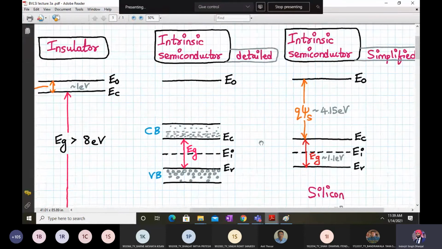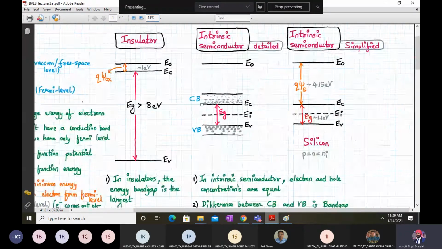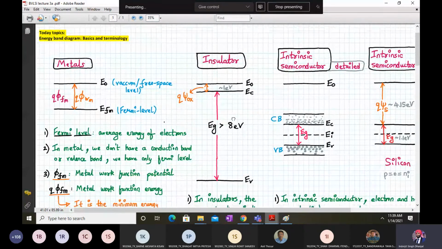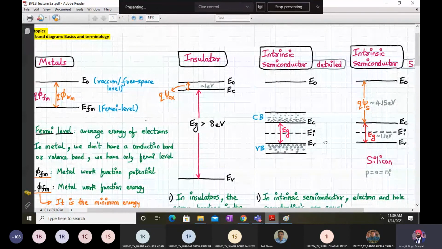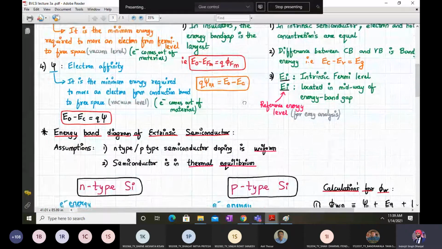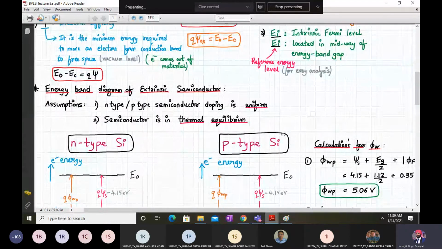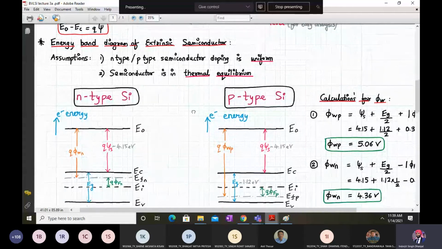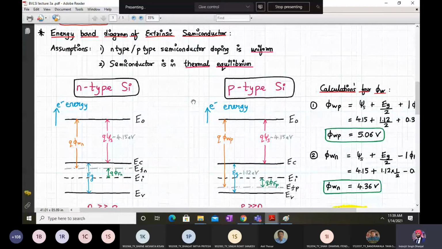So these were all the basics. We have seen now the energy band diagram for metal, and how it looks for an insulator and an intrinsic semiconductor. Now let us refer to the energy band diagram for an extrinsic semiconductor, because those are the semiconductor materials which we are going to use, that is P silicon or N silicon.